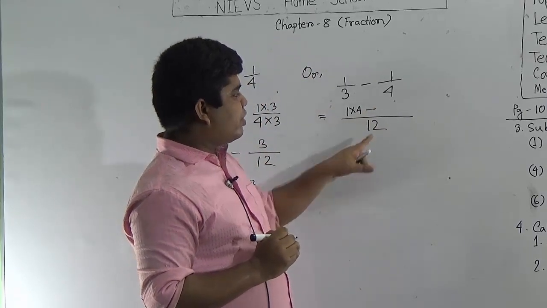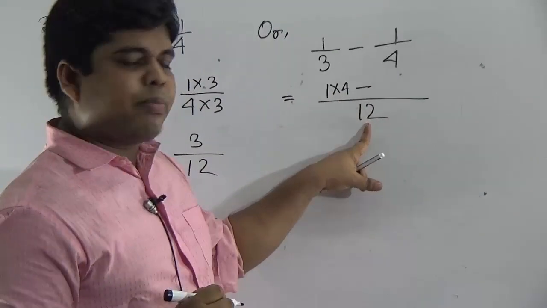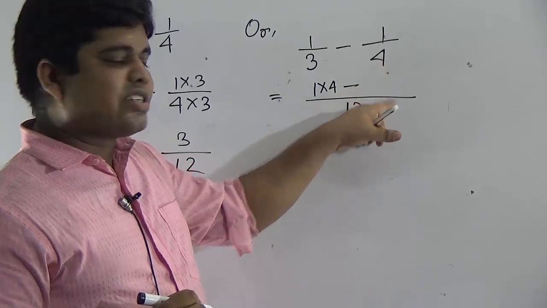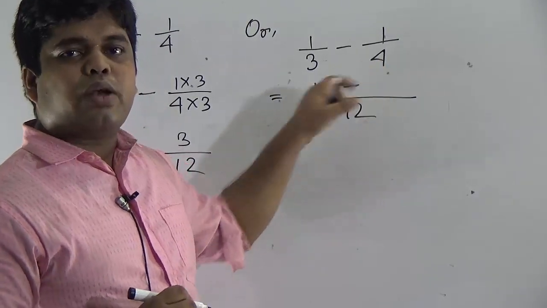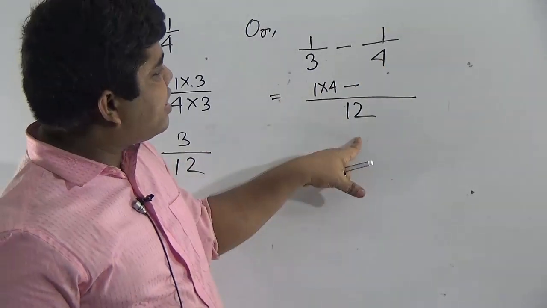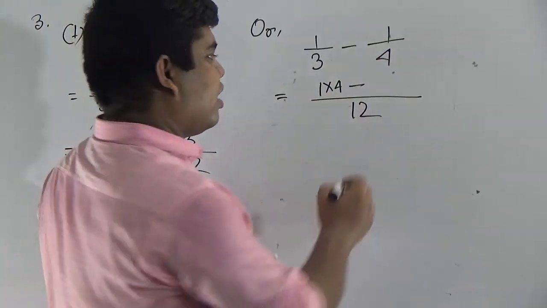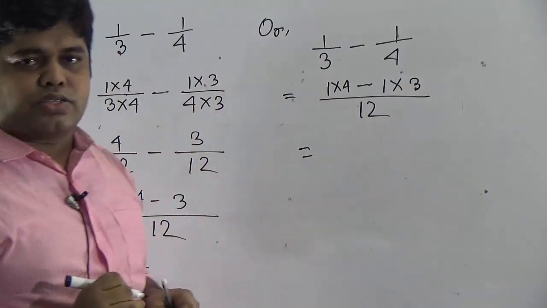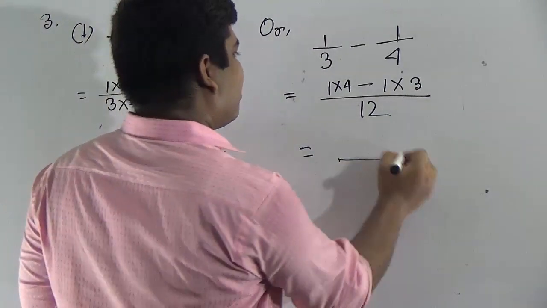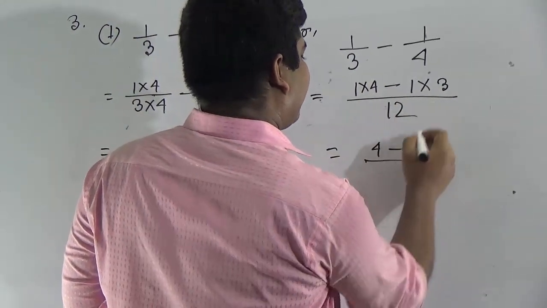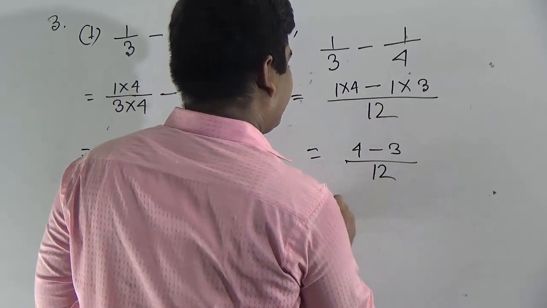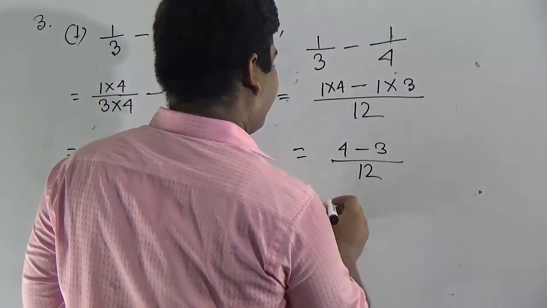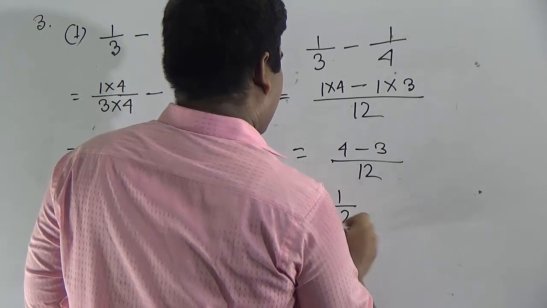Again the same work, we divide this LCM by the denominator of the second fraction, that means 12 by 4, and we get 3. And this 3 is multiplied with this 1. That means 1 multiplied by 3. I hope you have understood. Next, 4 1s are 4 minus 3 1s are 3 divided by 12. If we subtract 3 from 4, then we get 1.